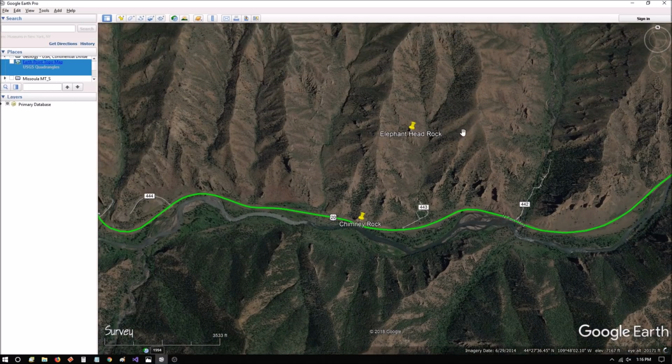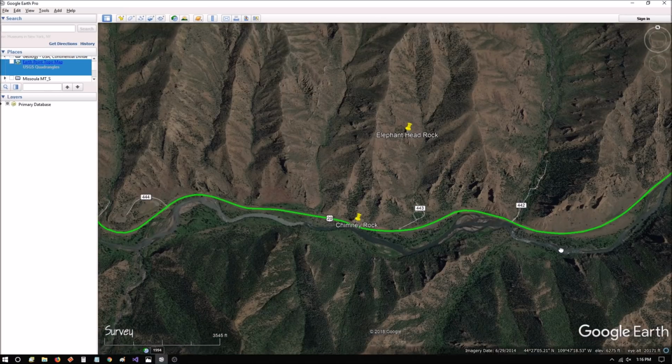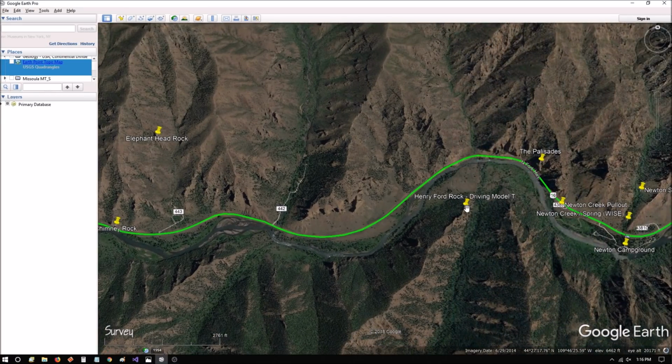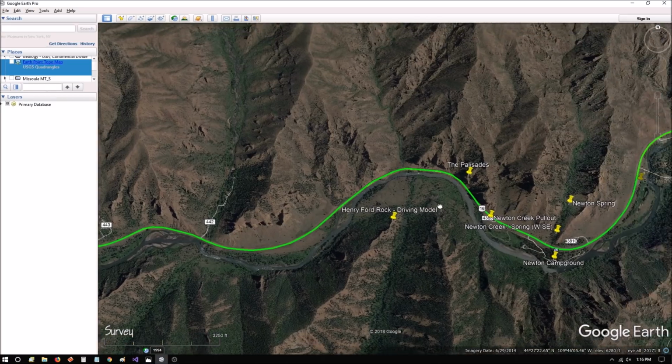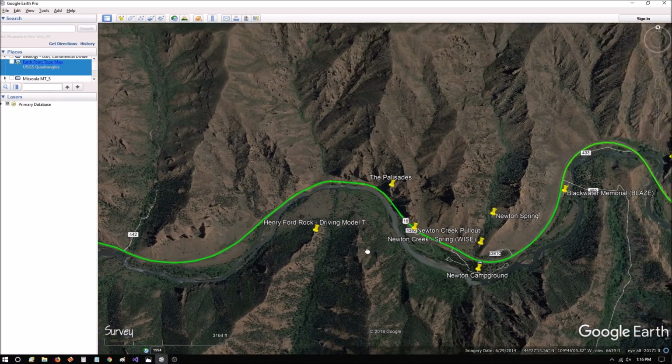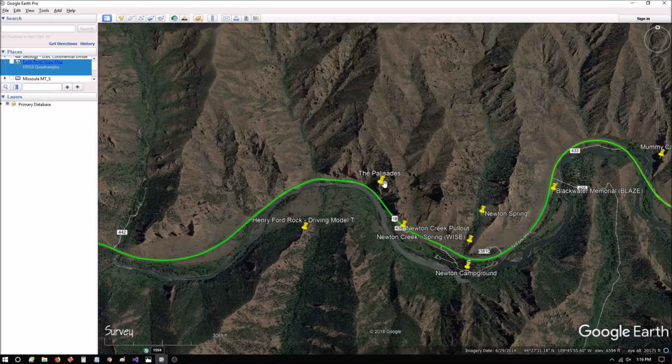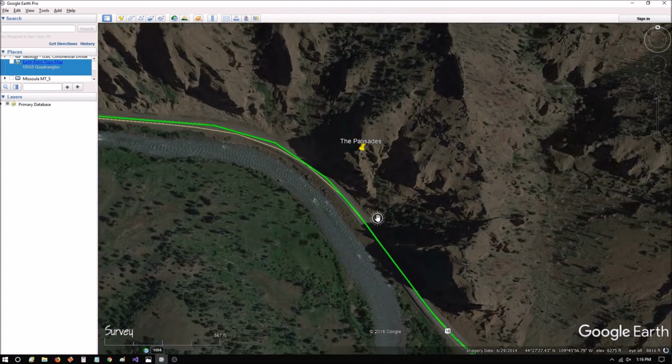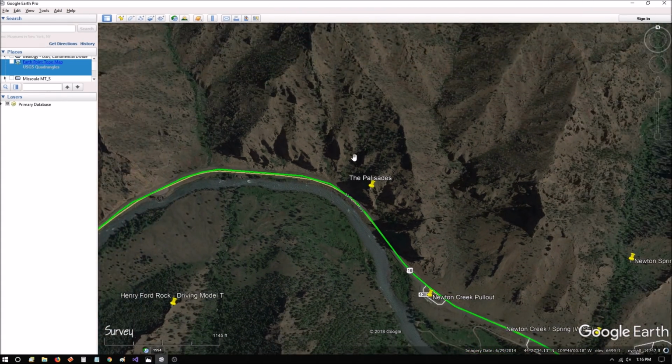Anyway, so we have Elephant Head Rock, we have Chimney Rock, and we have Henry Ford driving a Model T car. You've probably heard of that. Of course, you've heard Forrest mentioning the Model T and Henry Ford and so on. It actually looks like a cartoon almost, this rock up here. Okay, so now we got the Palisades, which is basically a group of rocks that stand almost straight up in the air. Again, they're more heavy loads. Now here's a pullout.